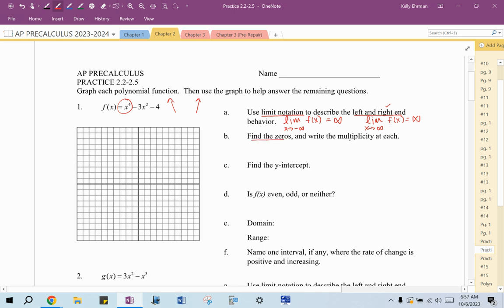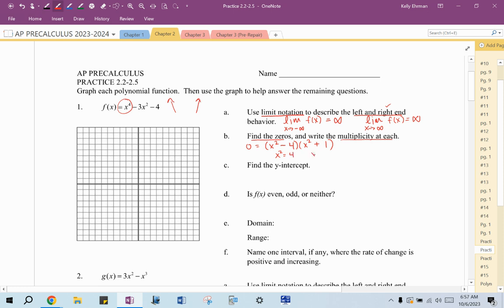Find the zeros, write the multiplicity at each. So set your function equal to 0, start factoring. This is a trinomial, so we're saying x to the fourth gets split into x squared and x squared. 4 is 4 times 1. To make it add to negative 3, I do minus 4 plus 1. Now, this doesn't say write the linear factorization. So when you're solving for this, you can just start solving.